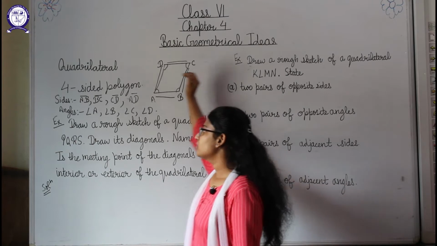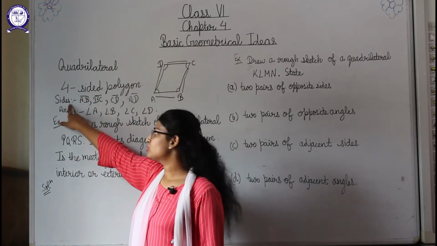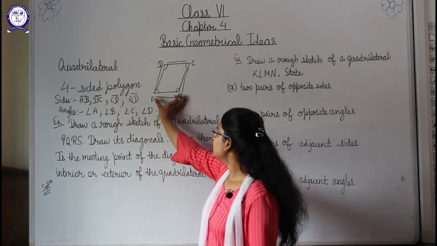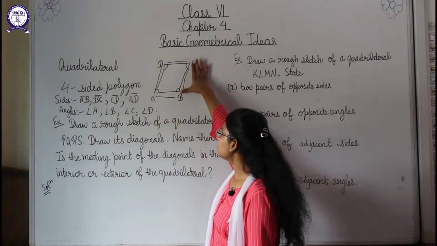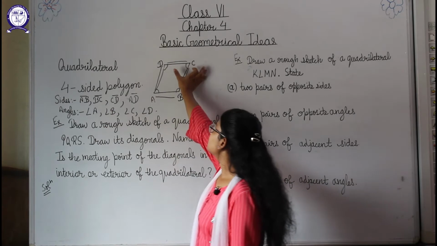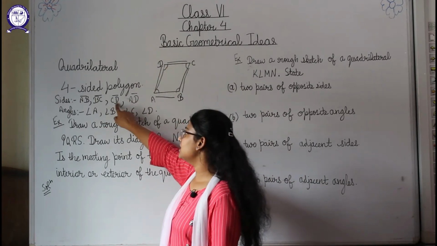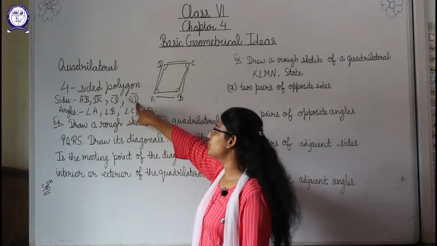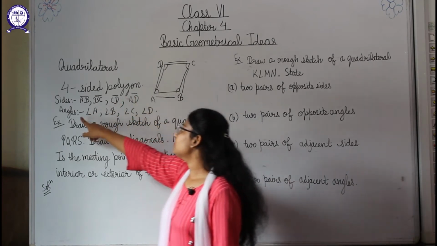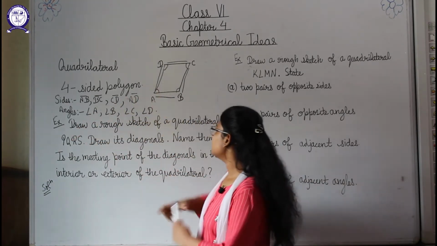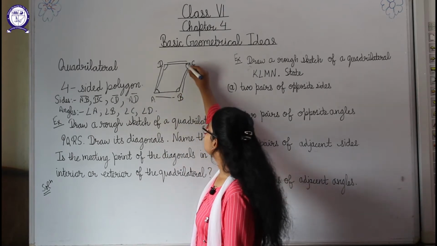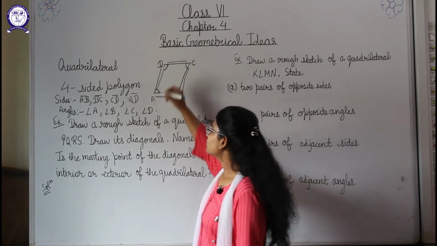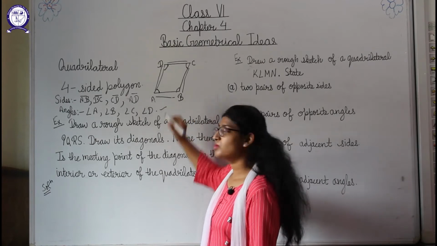Okay, now suppose if we have to name the sides. So sides are, this one is AB, so this is side AB. This one is BC, so this side is BC. This side is CD, so CD is one of the sides and AD is the fourth side. Okay, now what about angles? Angles, these are the angles. This is angle A, this is angle B, this is angle C, and this is angle D. So these four are the angles of this quadrilateral.